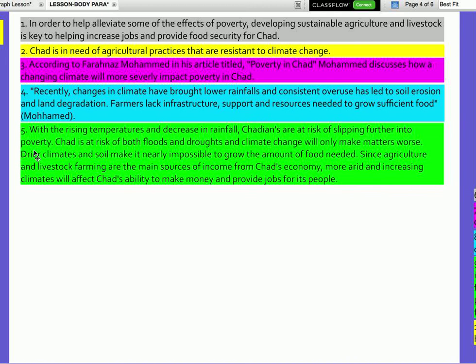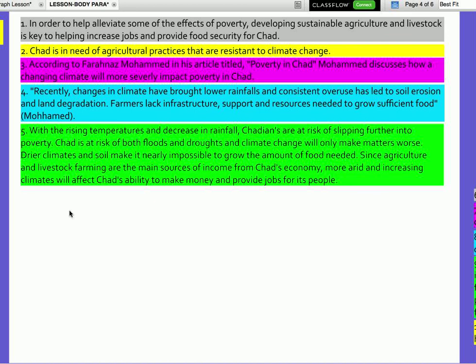Mine talks about climate change, so I really have to talk a little bit about the science of climate change. So here's my example. With the rising temperatures and decrease in rainfall, Chadians are at risk of slipping further into poverty. Chad is at risk of both floods and droughts, and climate change will only make matters worse. Drier climates and soil make it nearly impossible to grow the amount of food needed. Since agriculture and livestock farming are the main sources of income from Chad's economy, more arid and increasing climates will affect Chad's ability to make money and provide jobs for its people.